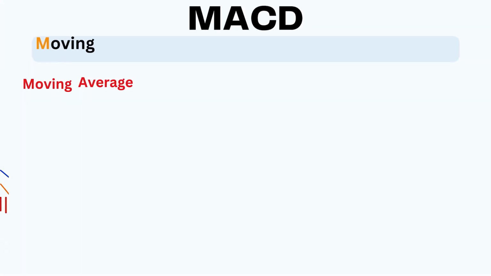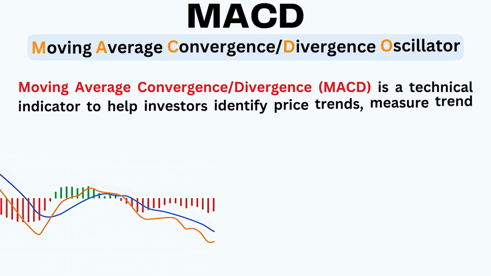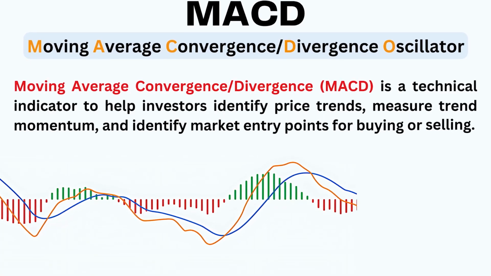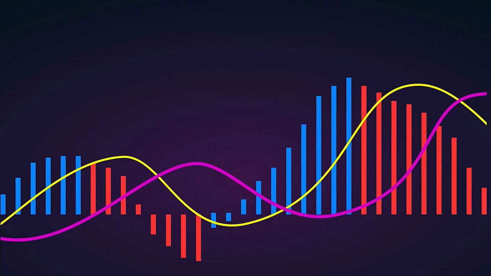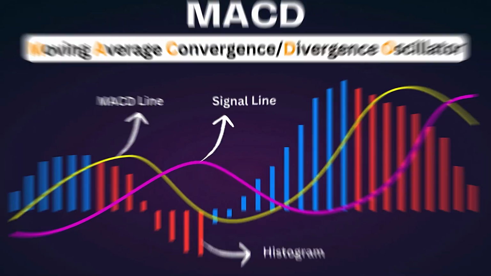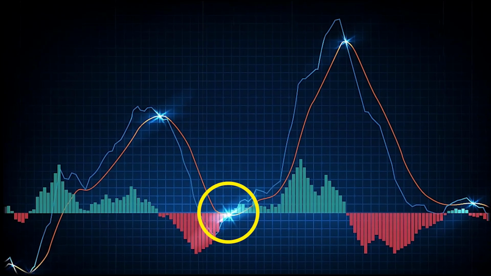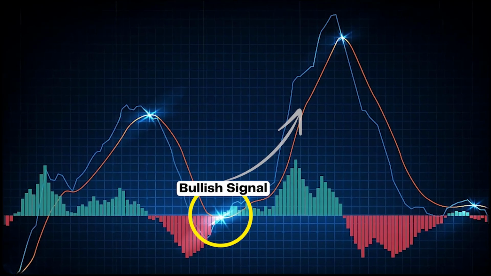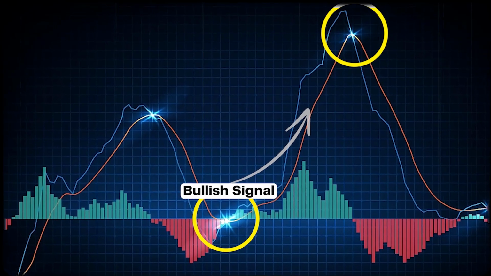The MACD is a momentum indicator that shows the relationship between two moving averages of an asset's price. It consists of the MACD line, the signal line, and the histogram. When the MACD line crosses above the signal line, it's a bullish signal, and when it crosses below, it's a bearish signal. Think of it as the market mood detector, happy or sad.